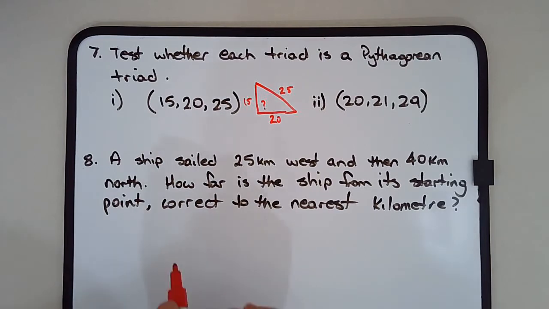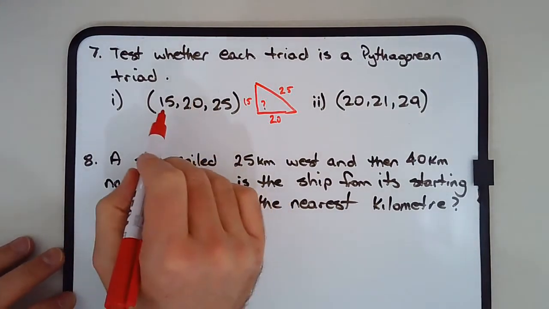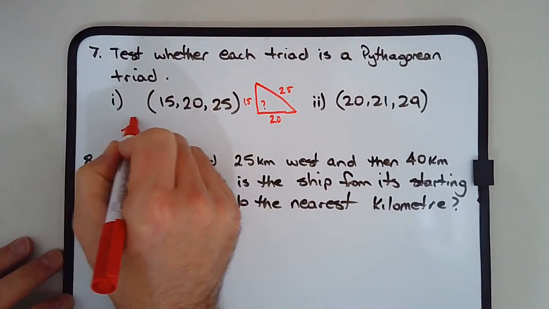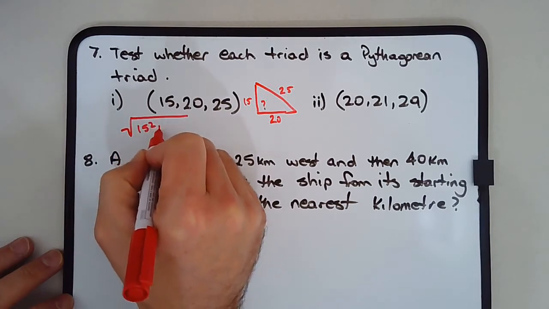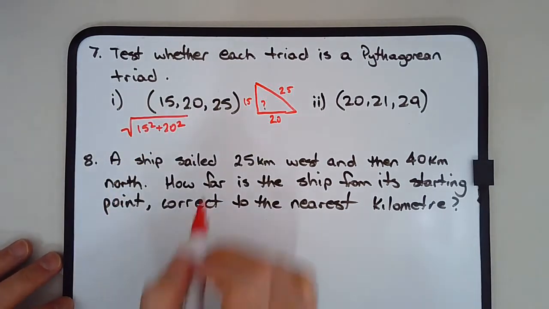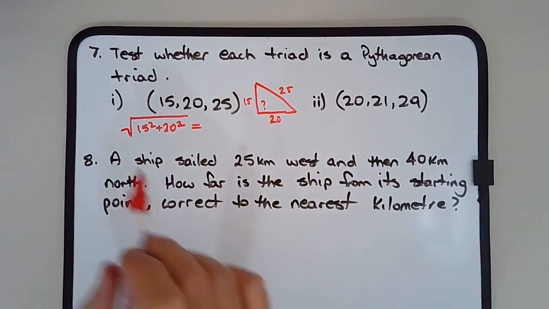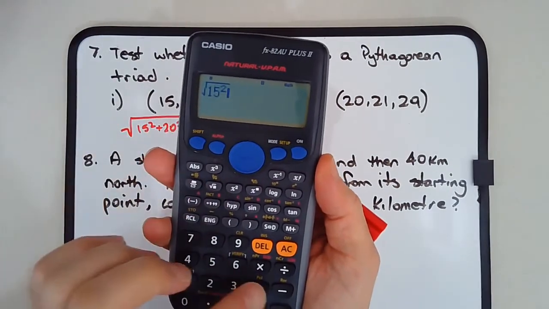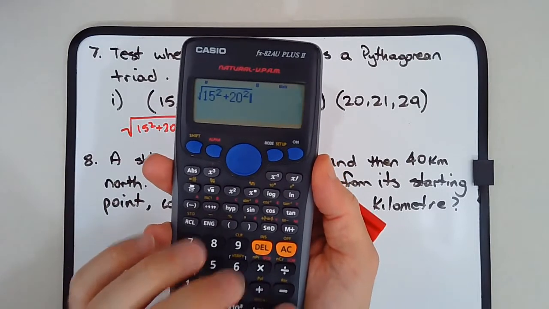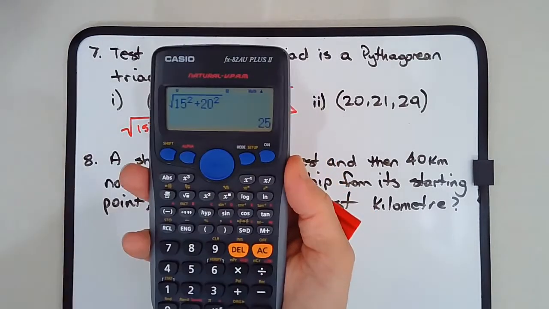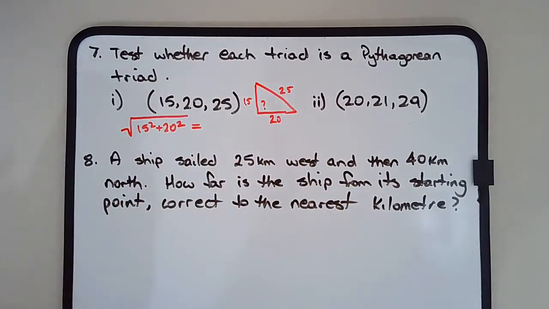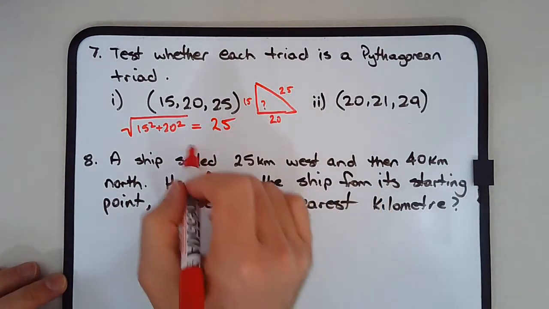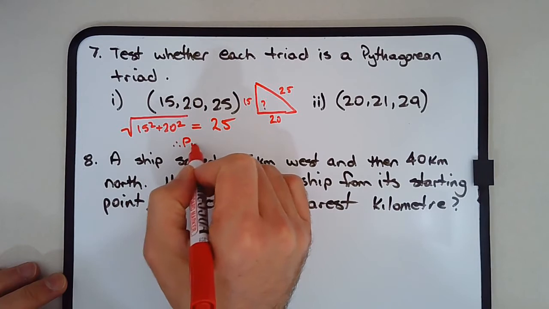So what we're going to do is use a little bit of a shortcut here, which makes it a lot easier. We're going to take the 2 short sides, take the square root of the sum of their squares, and see if we get 25. So square root of 15 squared plus 20 squared. If we get 25, then it is a Pythagorean triad. It's like we're trying to do Pythagoras' theorem here. And guess what? We get 25. So it certainly does work. Therefore this is a Pythagorean triad.